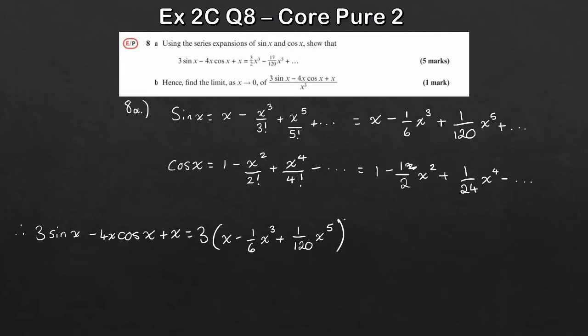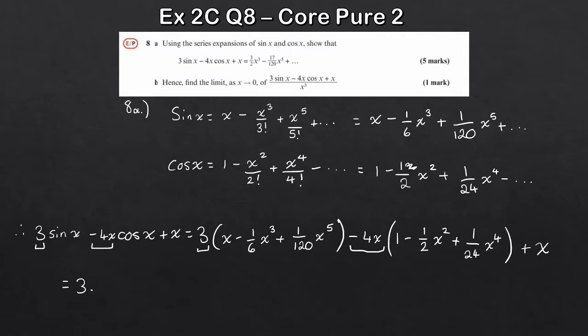Okay, so that's okay so far. And then we need to do the same with the cos x, but minus 4x in front of it. So we times it by minus 4x here. Write everything down again. So 1 minus half x squared plus 1 over 24 x to the 4. And then we need our plus x at the very end. Hopefully this is clear so far. All we've done so far is write the expansions individually, and then times by the 3 here and the minus 4x here. So all we're going to do now is simplify everything and collect like terms. So 3 times x, that'll be 3x. 3 times minus 1 over 6, so that'll be minus a half.